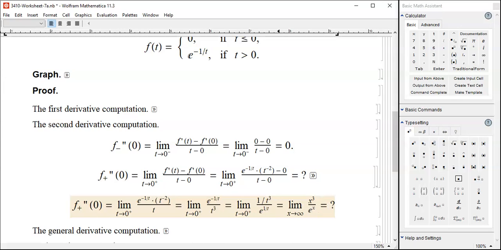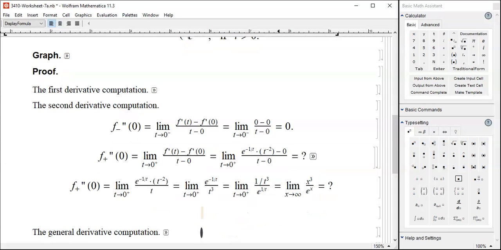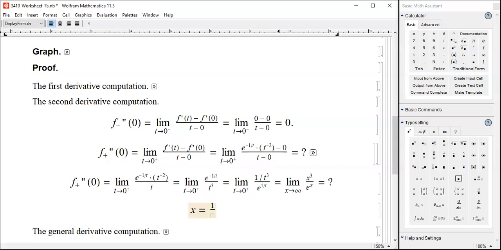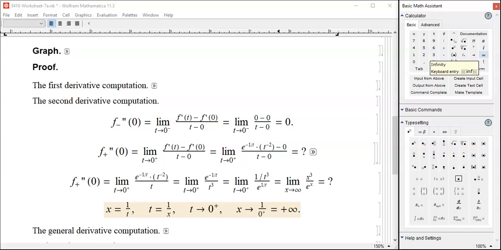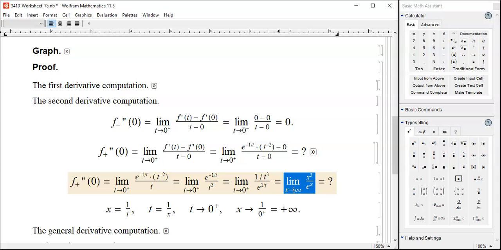And let us put the remainder here. X is 1 over t, therefore t is 1 over x. T is going to 0 plus. X is going to 1 over 0 plus, which is positive infinity. And that's in action here. And how do you calculate this limit? This is a benign limit computation. Just apply L'Hopital's rule 3 times, and the numerator will disappear. Denominator will stay as exponential, and that's 0.